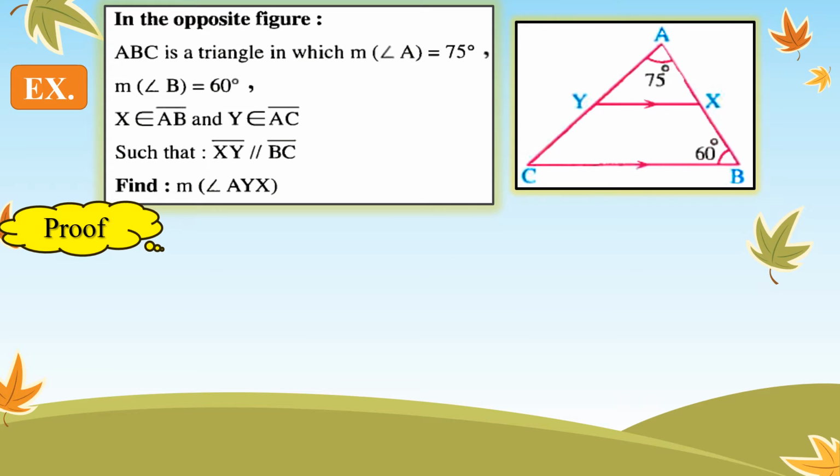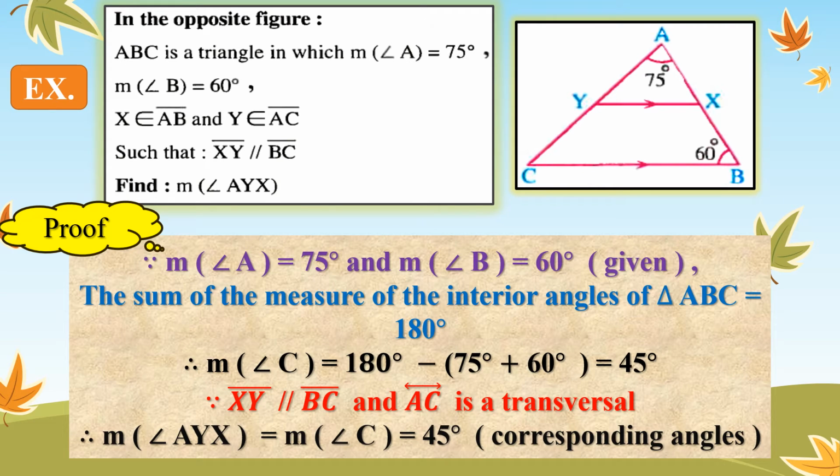Number 1. Since measure of angle A equals 75 and measure of angle B equals 60 degrees as a given, and the sum of the measures of interior angles of a triangle equals 180, then measure of angle C equals 180 minus (75 plus 60), which is equal to 45. Since XY is parallel to BC and AC is a transversal, then measure of angle AYX equals the measure of angle C, which equals 45 degrees as corresponding angles, and this is our required.